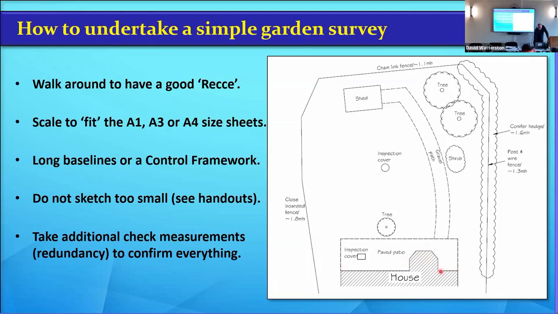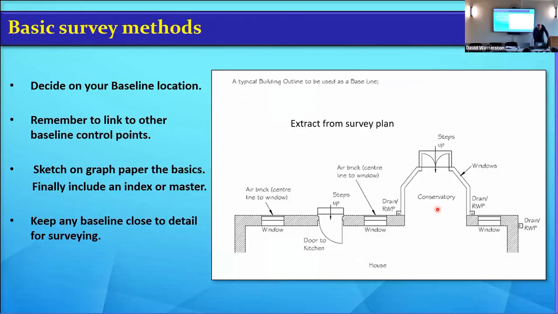We've got probably a conservatory or something, service cover, paved area, tree there, an inspection cover there, a couple of trees, and a curved pathway in the shade, and then the hedge and the fence goes round it. And we want to survey all that as accurately as we can.